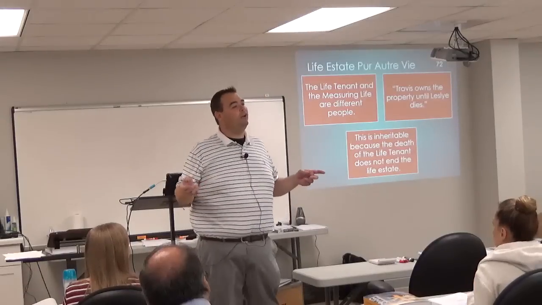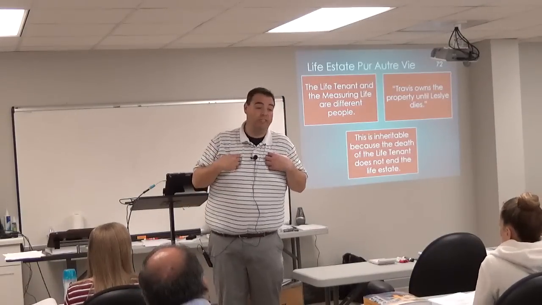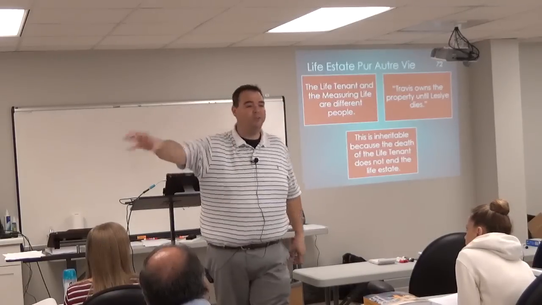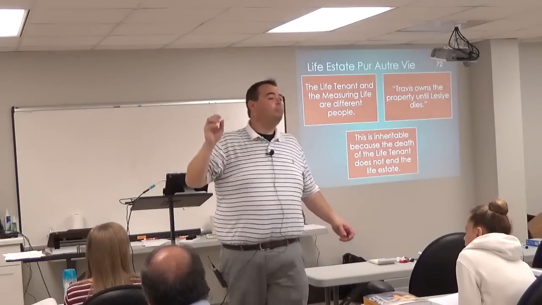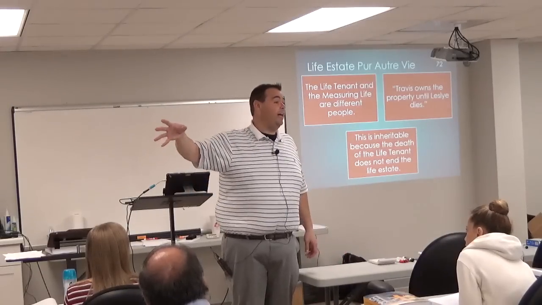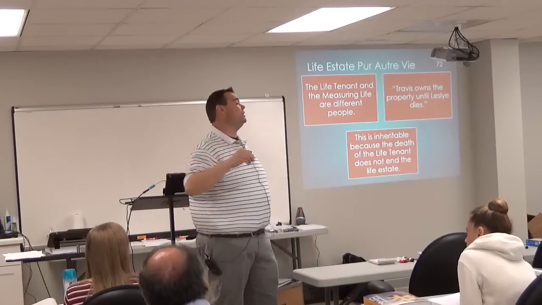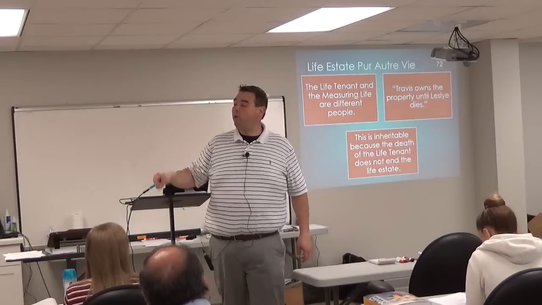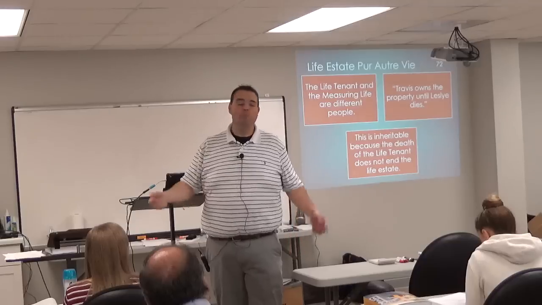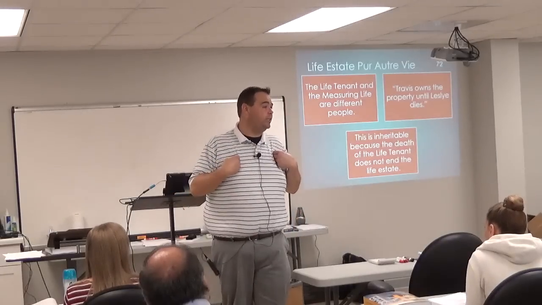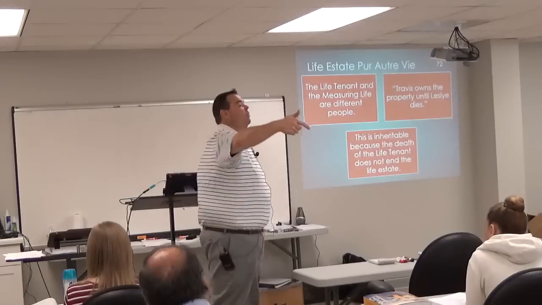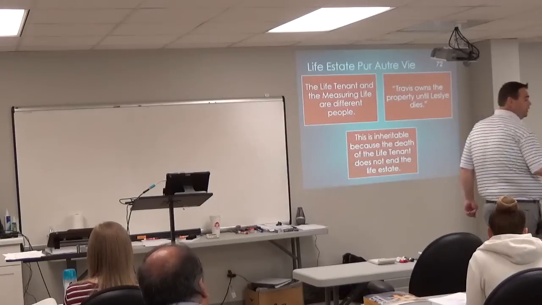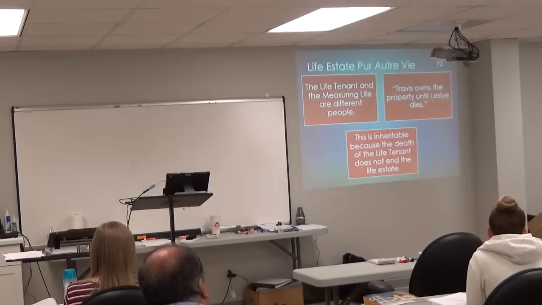Reversionary would mean it would come back where? To the original grantor, which is me in this case. Would come back to me, not Francisco. Francisco owns it till Claire dies and then it goes to Annie. Or Francisco owns it till Claire dies. That's a life estate pour autre vie with a reversionary interest. I didn't say where it would go, so where's it going to go? Back to me. It reverts back to me. If I say where it goes in the end, what kind of interest is that? That's a remainder interest.